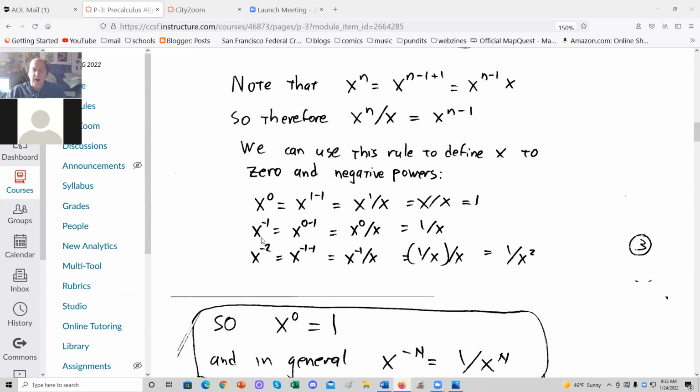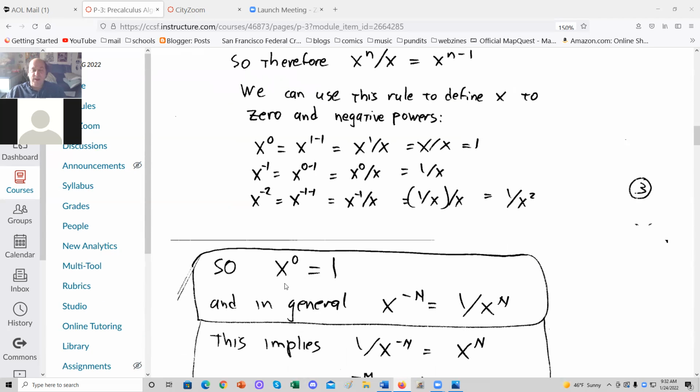Now, how about negative powers? Well, x to the negative 1 is x to the 0 minus 1. That'll be x to the 0 over x by this rule. And that'll be 1 over x. X to the negative 2, that's x to the negative 1 minus 1. That's x to the negative 1 over x. It's 1 over x divided by x again, which is 1 over x squared. And so on. In general, x to the 0th power will be 1, and x to a negative n power equals 1 over x to the n.